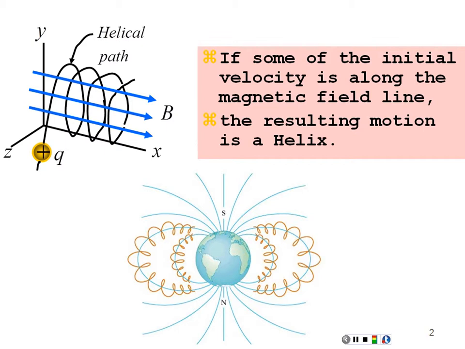This is really what happens when charged particles from the sun impact the Earth. The Earth has a magnetic field going from geographic south to geographic north. And so when charged particles from the sun hit the Earth's magnetic field, they start moving around in circles, and then they are forced to converge at the Earth's poles.